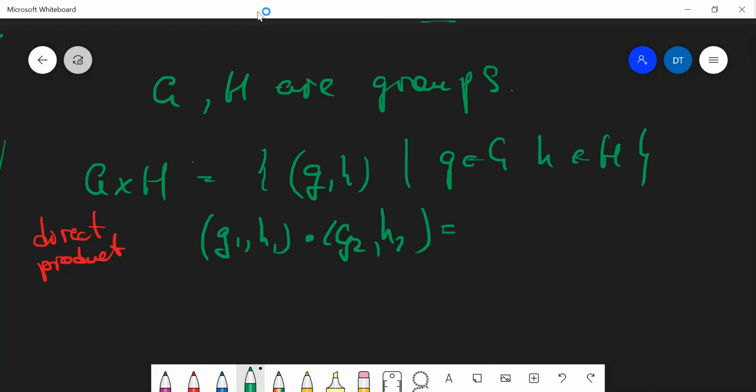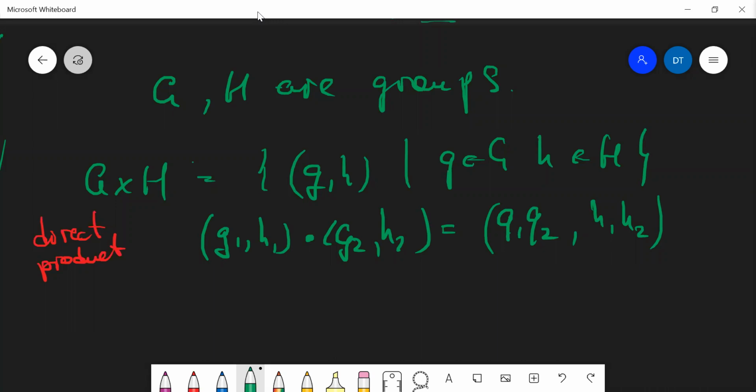And you do this simply coordinate-wise. So you multiply g1 and g2 and put the result in the first coordinate, and you multiply h1 and h2 and put the result in the second coordinate. So this is how you define the operation. So this is the definition of the operation. So now the set G times H becomes a group. So you may check that this is a group.